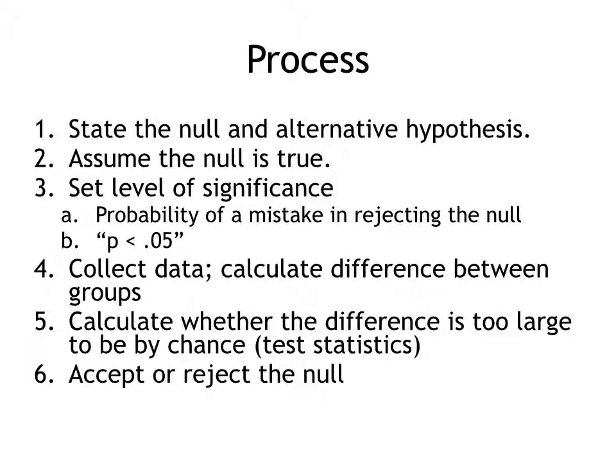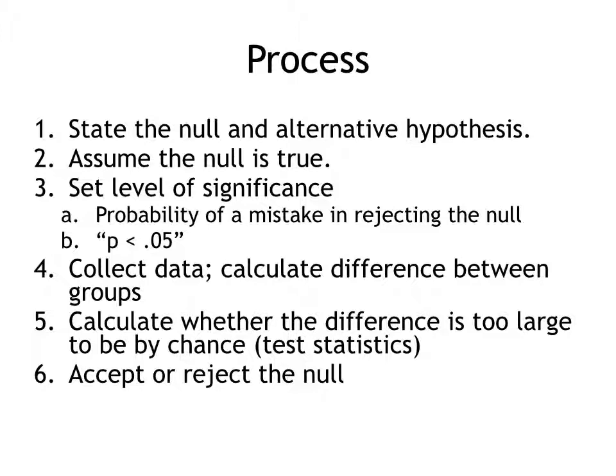Then you set the level of significance. I'll talk about this in a minute, but basically you say, I'm willing to accept this much probability of making a mistake in rejecting that null. So say you set your level of significance at 5%, p is less than 0.05, you're saying that you're willing to accept a 5% chance that you're making a mistake if you reject the null.